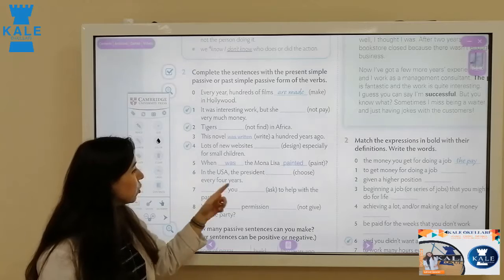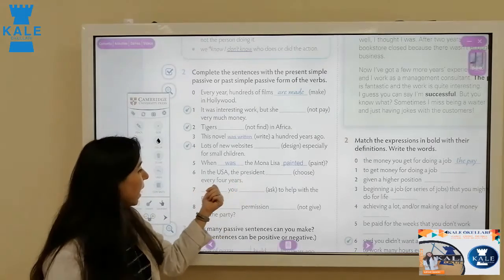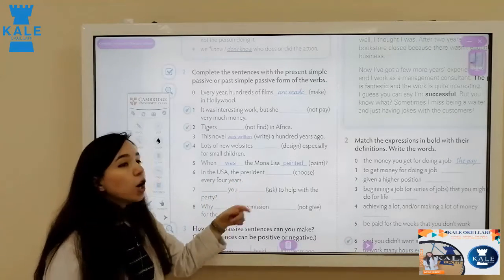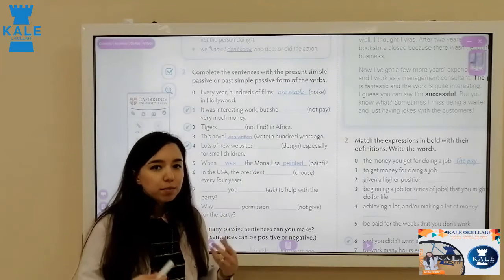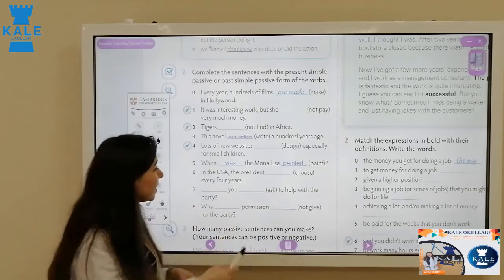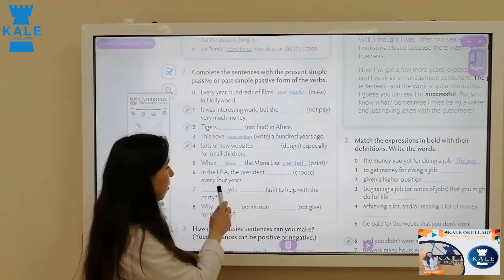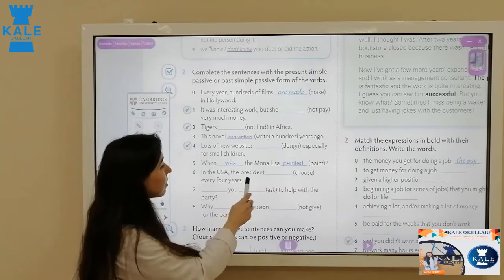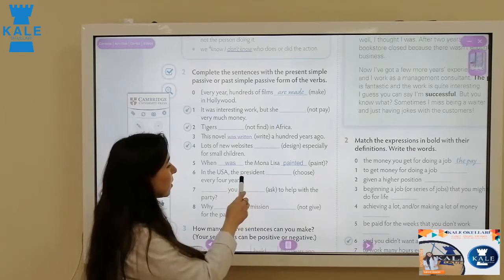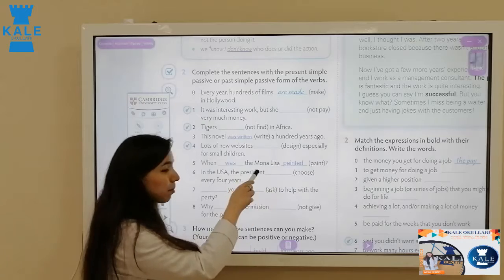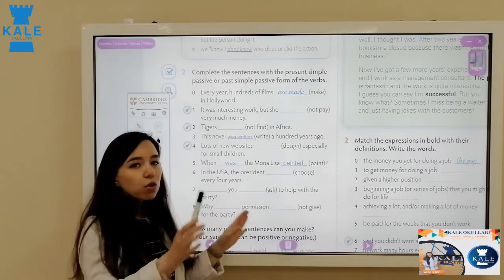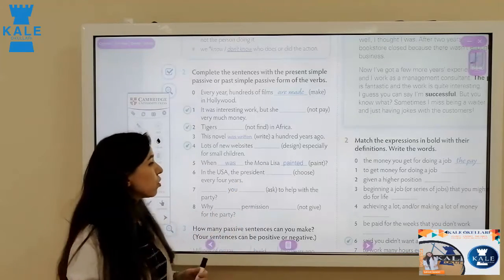And number 6, in the USA, the president every 4 years. Who is going to choose a president? People is choosing, yes? It's not important. We can write here, for example, in the USA, the president is chosen every 4 years by people. You can write it or not. Here, this is not important for us.